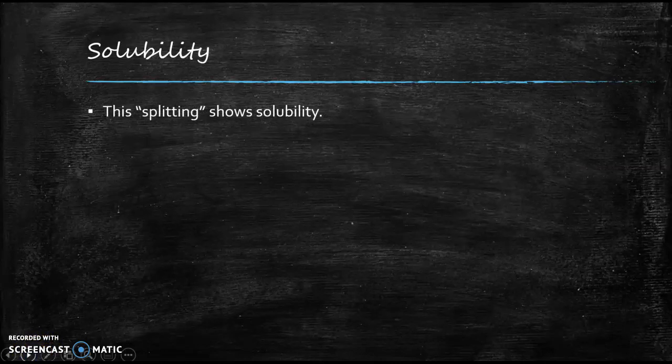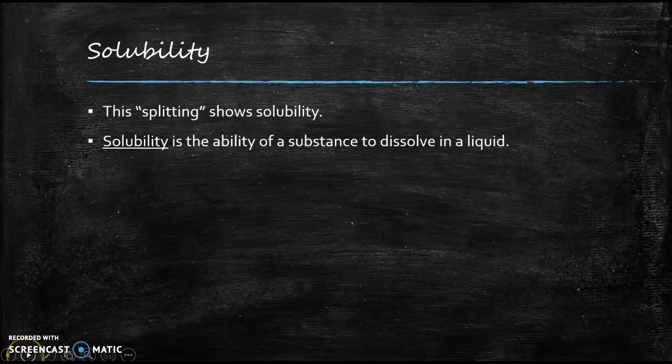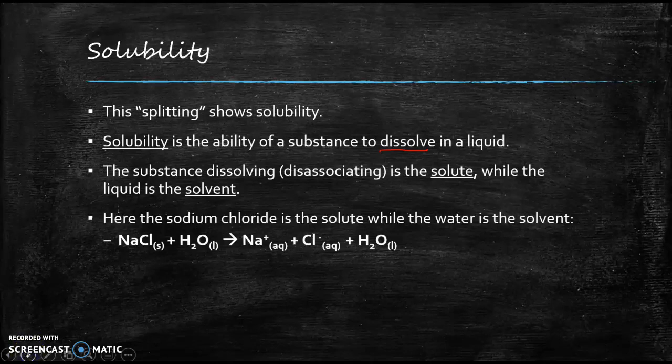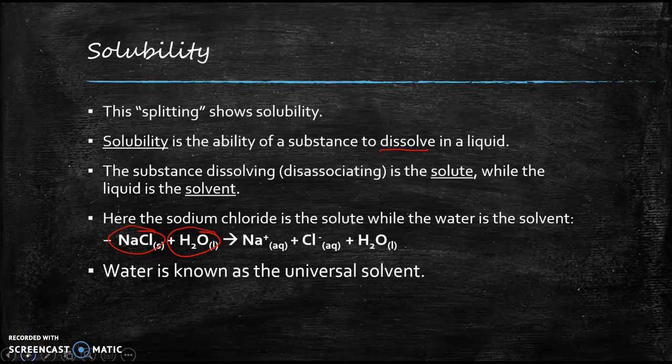The splitting, or the ability to dissolve, shows us solubility. Solubility is the ability of a substance to dissolve in a liquid, not just water. The substance that is being dissolved or dissociated is our solute, while the liquid is going to be our solvent. For our sodium chloride example, the salt, or sodium chloride, is our solute, while the water is the solvent. Not all solvents have to be water. However, water is one of the most common solvents and is also nicknamed the universal solvent.